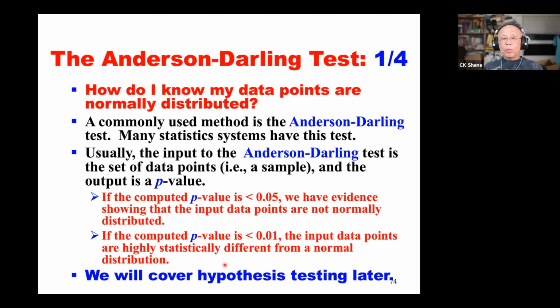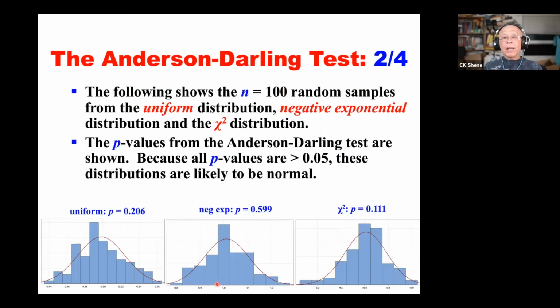Normally, we use 0.05. But of course, if you could get 0.01, it means your data points are highly statistically different from a normal distribution. We will cover hypothesis testing sometime later. Now let's take a look at some examples using the Anderson-Darling test.